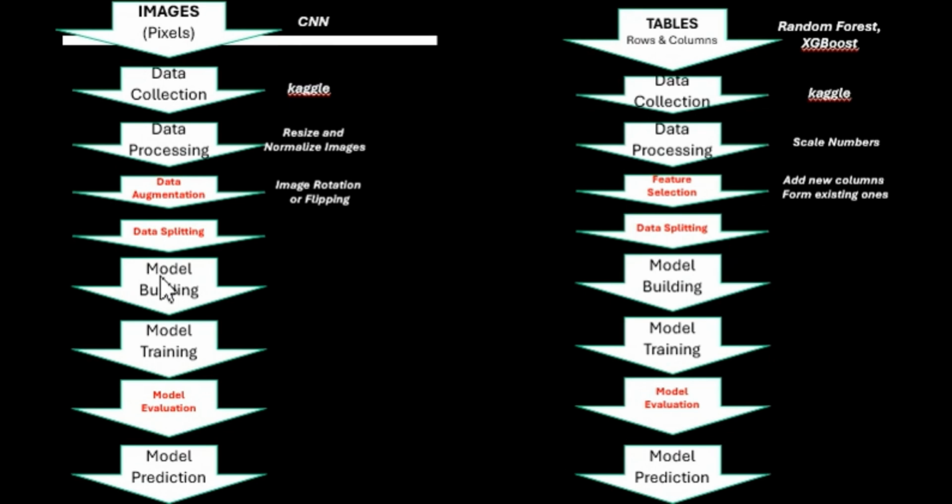Now it's time for us to build the model. After splitting our data, the next thing is to build the model. In both cases, after splitting the data, the next thing we do is to build the model. So for images, we usually use CNN, which is a convolutional neural network. It's a very powerful tool for understanding pixels because images are seen as pixels. While for tables, we use models like random forest or XGBoost. They are great tools for learning from structured data.